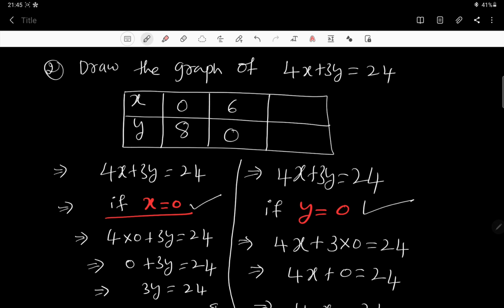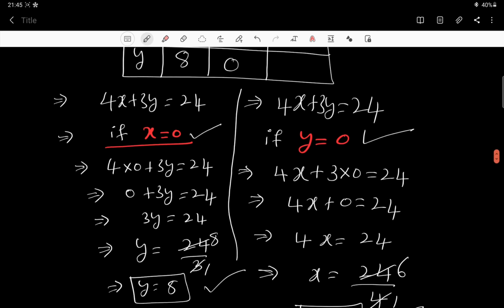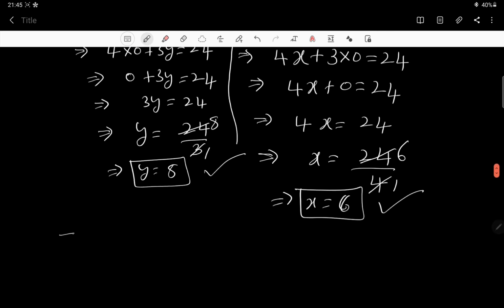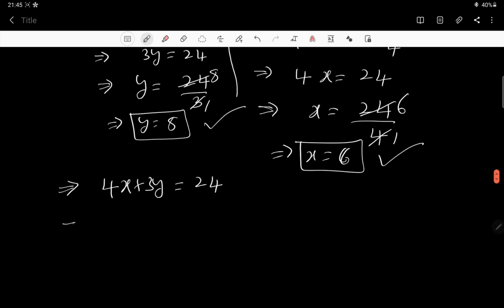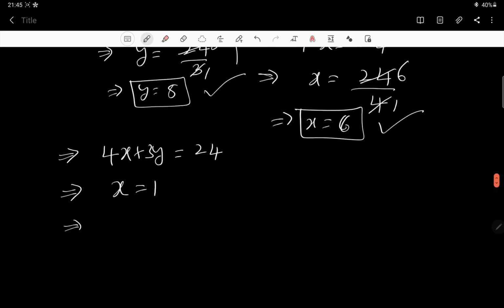Now let us try to get the third point also. You try to get it sensibly. So what is the equation given? This is for the third point. Okay, 4x plus 3y is equal to 24, right? Now you substitute one more value. Any one value you substitute and try to find out. For example, I take x is equal to 1. All right, if x is equal to 1, what will happen? Tell me. 4 into 1 plus 3 into y is equal to 24.